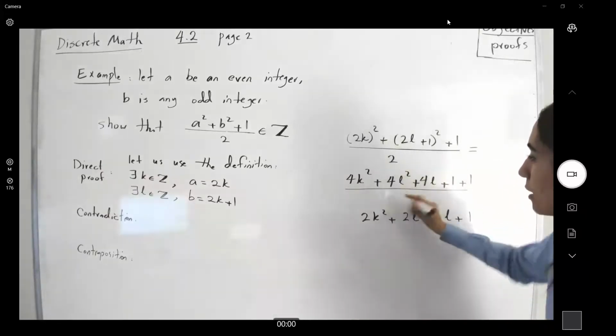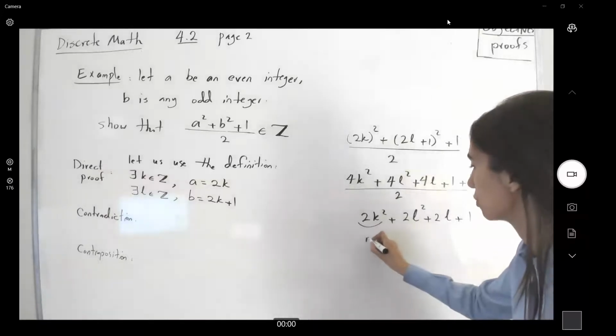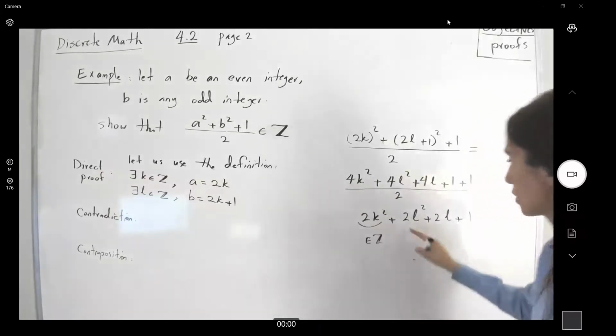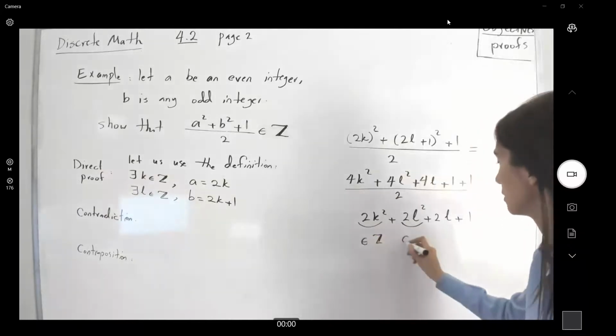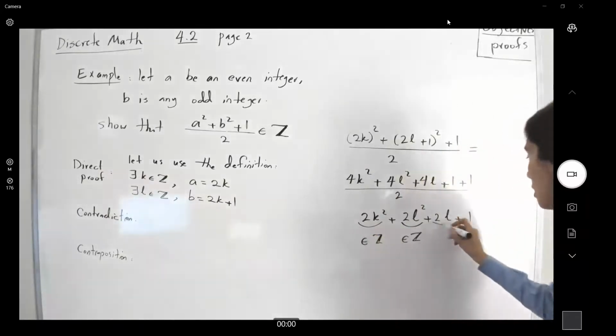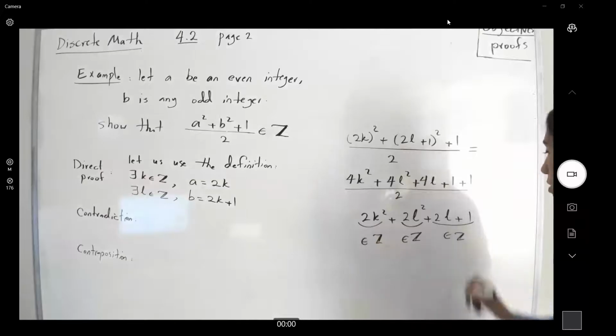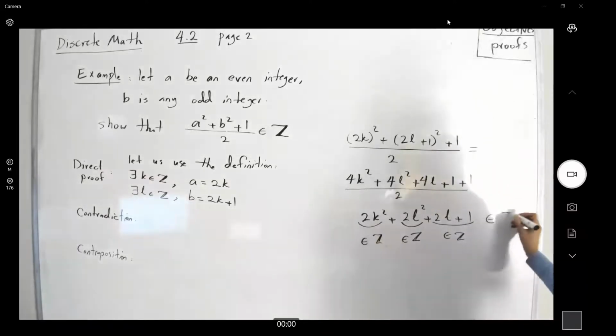So K is an integer. 2K squared is an integer, so it belongs to Z. 2L squared is another integer, belongs to Z. 2L is also an integer, plus 1 is going to be another integer. The sum of integers, we already know that is an integer. So this is going to be just an integer.